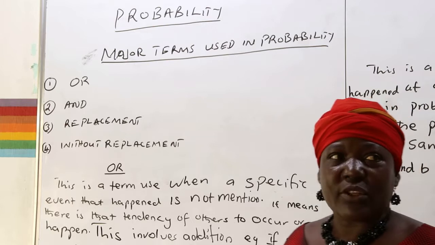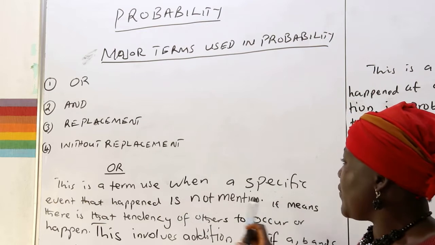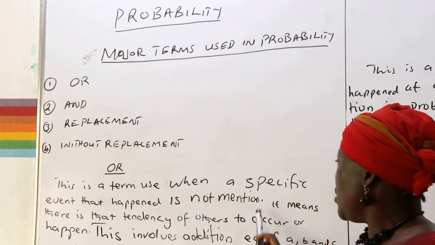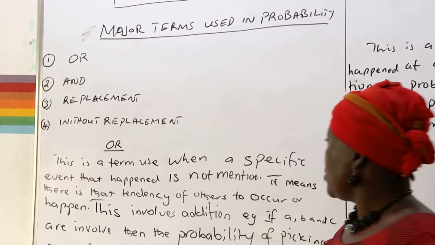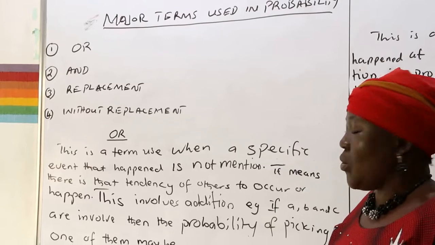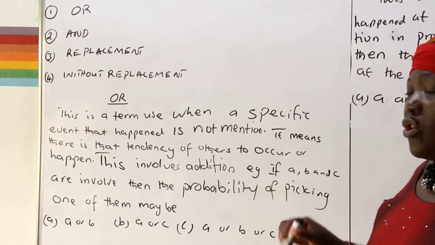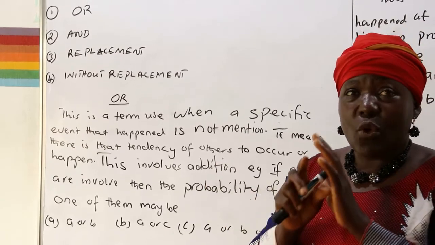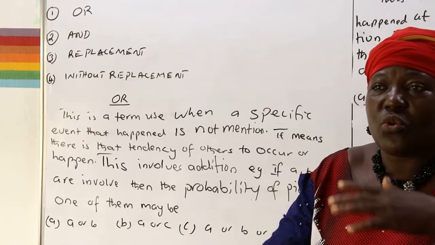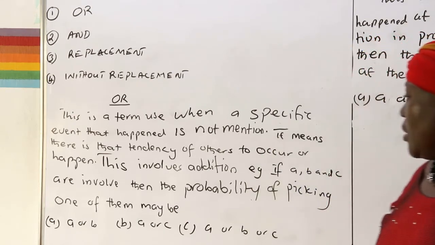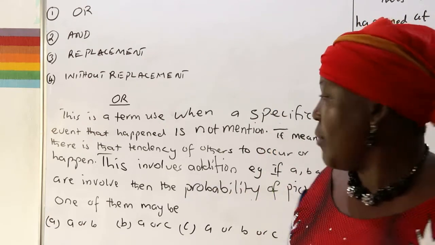Now let's pick the first one, or. Or is a term used when a specific event that happened is not mentioned. It means there is a tendency of others to occur or happen. This involves addition in probability. When you have this or that happen, they are asking you to add those probabilities. It means you have to look at the probability of the individual and then put them together.